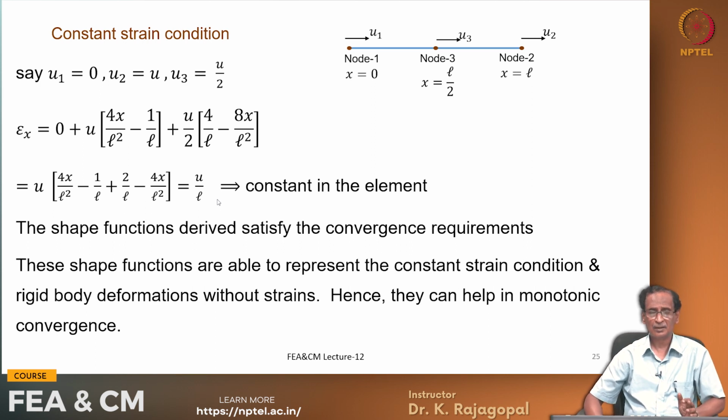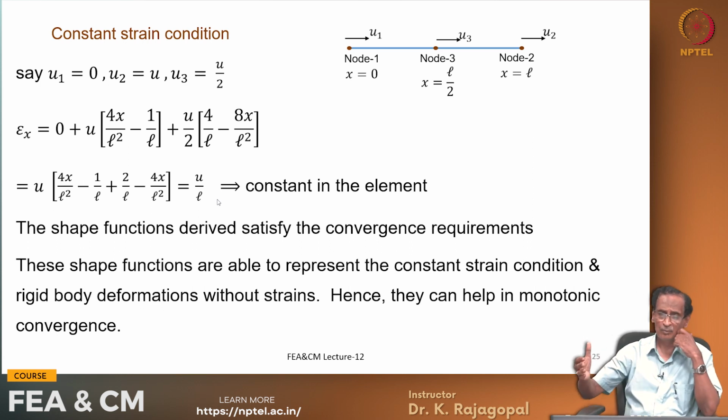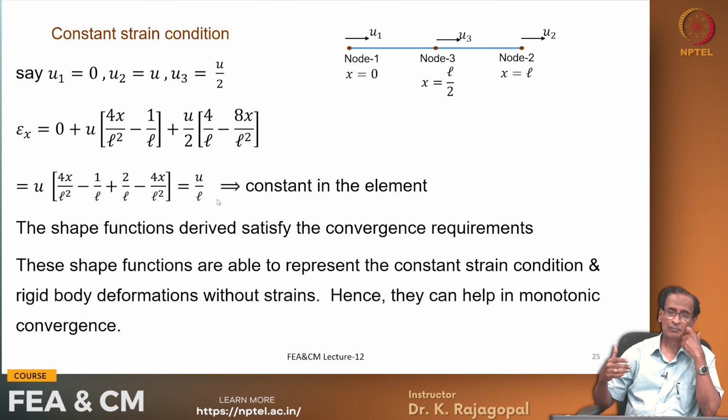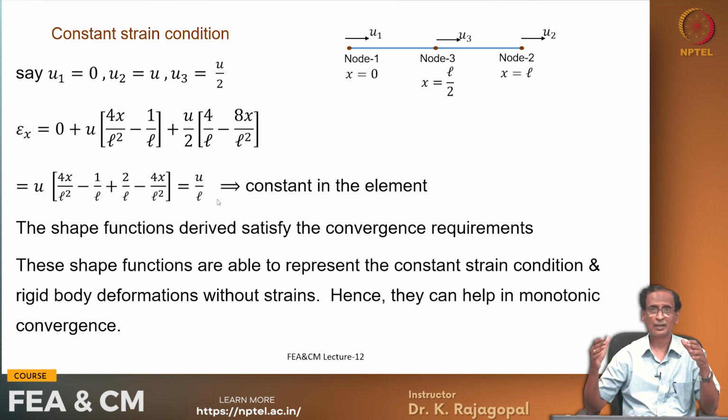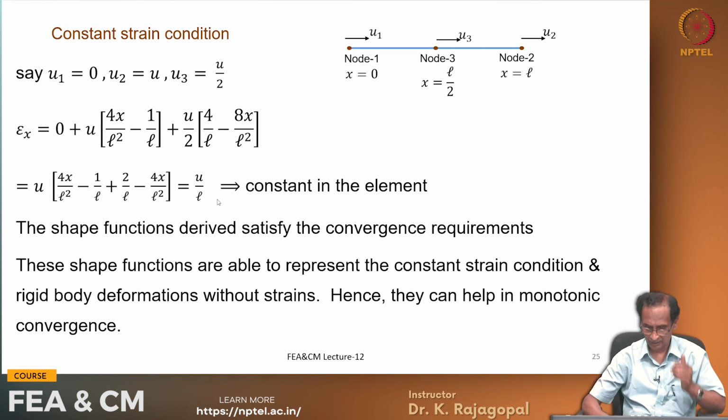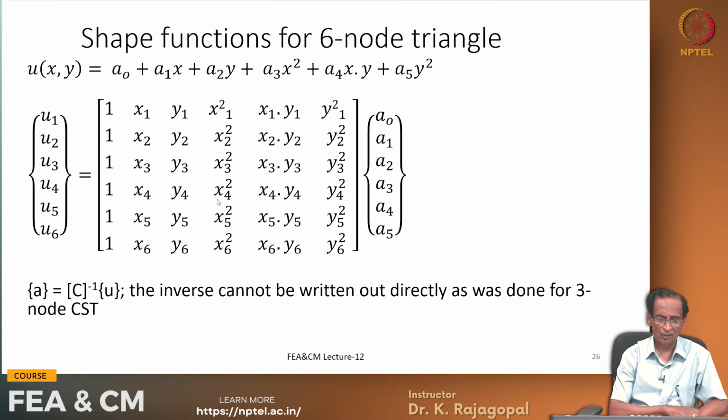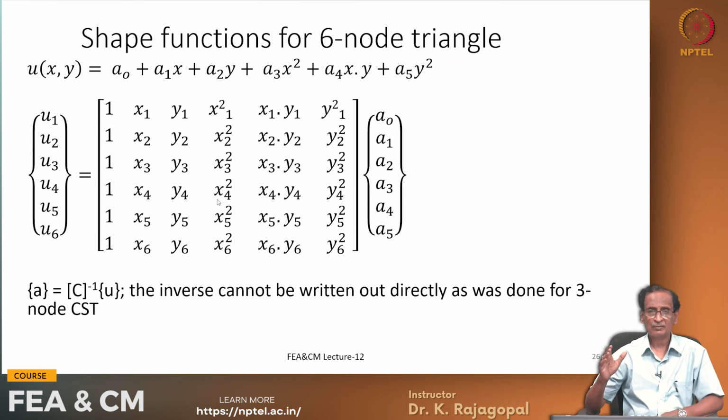So, by choosing the constant term and the linear term in the polynomial, we are able to represent the rigid body motion without developing strains, and then if your displacement field is corresponding to constant strain, we are able to represent that. So, this element is satisfying the monotonic convergence requirement. So, if you increase the number of elements, we will be approaching the theoretical result. Okay. So, now let us continue for higher order elements like a 6-node triangle.